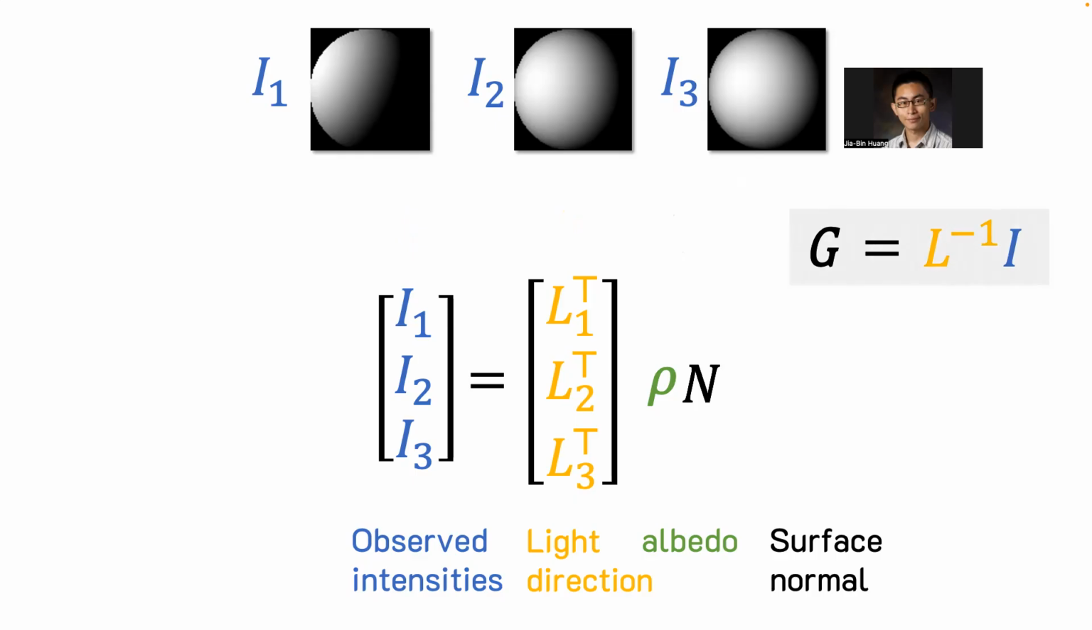All right, but we don't want G, right? What we want is the surface normal and albedo. How can I do that? How can I factor this out? Any idea?